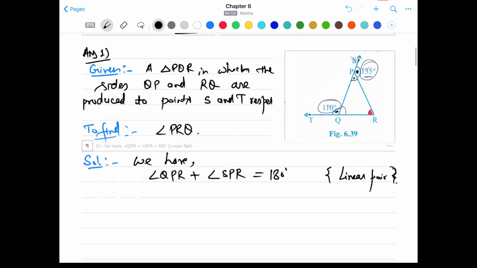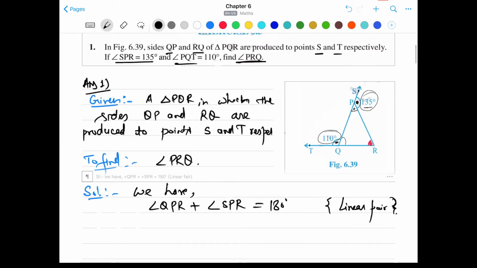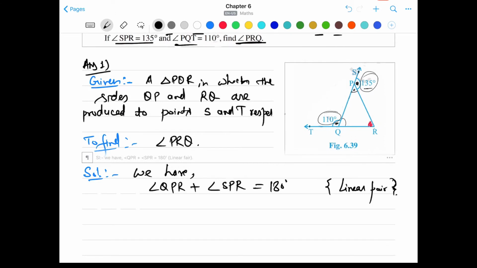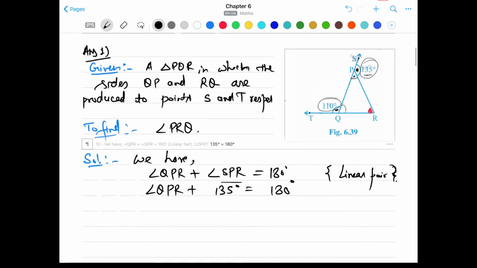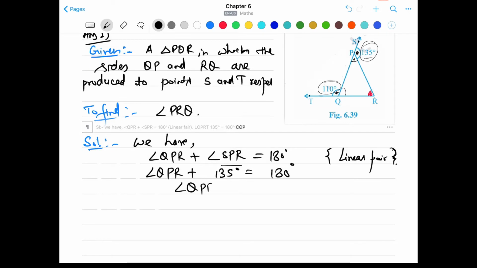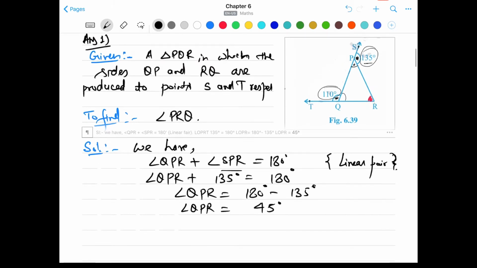Okay, and we are given the measure of angle SPR is given as 135 degree. So we have angle QPR plus angle SPR, which is 135 degree, equals to 180 degree. So from here the measure of angle QPR will be 180 degree minus 135 degree, which will give us 45 degree. So the measurement of this angle is 45.